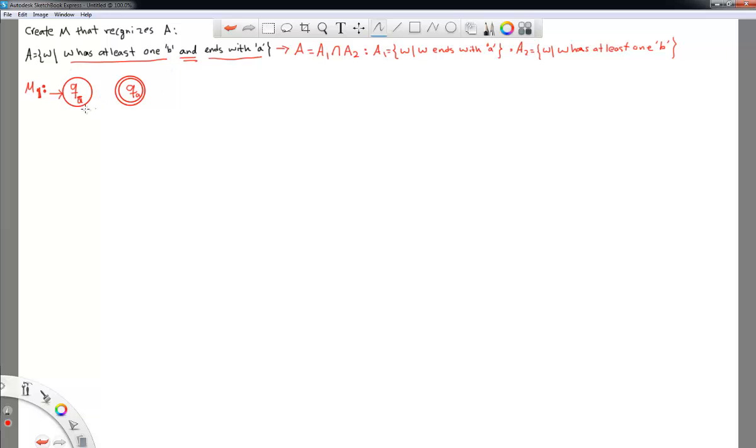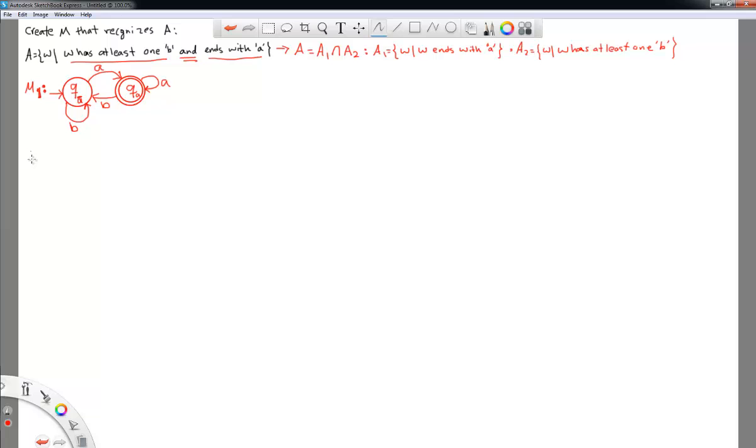Now I'm going to stay in the start state Q not A if I see B's. As long as I see B's, I'm going to stay here. As soon as I see an A, I'm going to go to Q ends with A, which is going to be an accept state. And I'm going to stay in that state for as long as I see A's, and as soon as I see a B, I'm going to move back into Q does not end with an A. So I'm going to flip-flop between these two states. If I end with an A, I accept, and if I don't, then I don't accept. Okay.